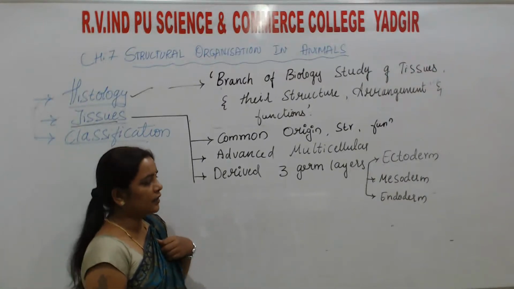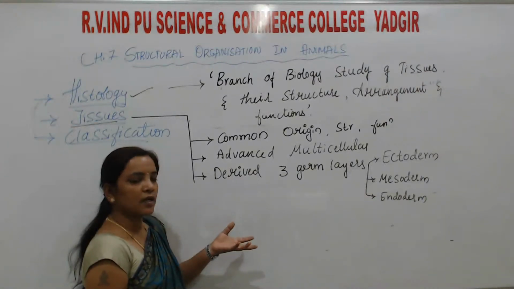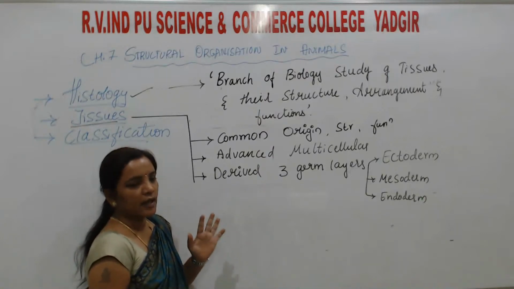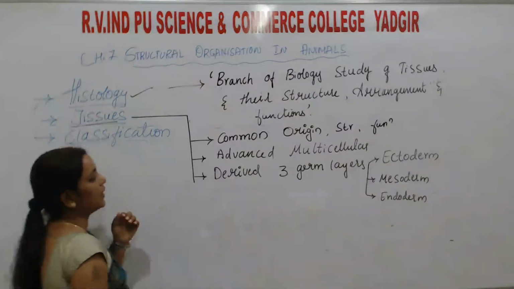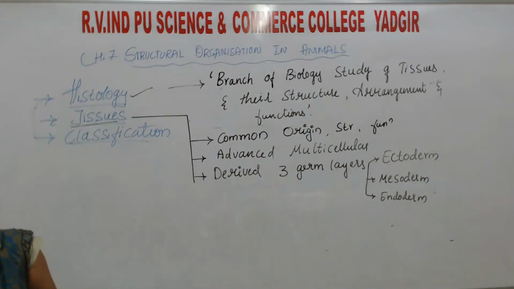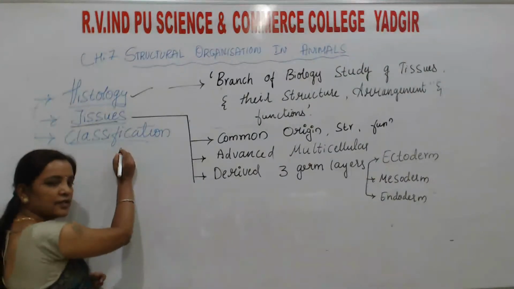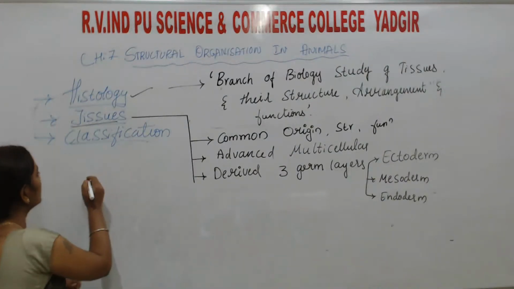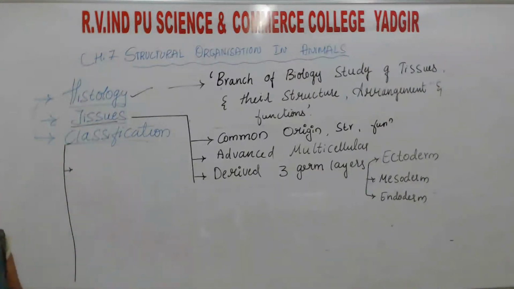Ectoderm will form epithelial tissue. Mesoderm is going to form different organs. So tissues are derived from these three germ layers: ectoderm, mesoderm, as well as endoderm. These are considered to be the primary germ layers. Next, coming to the classification. What are the classifications here? Five different classifications we can see in the tissues.